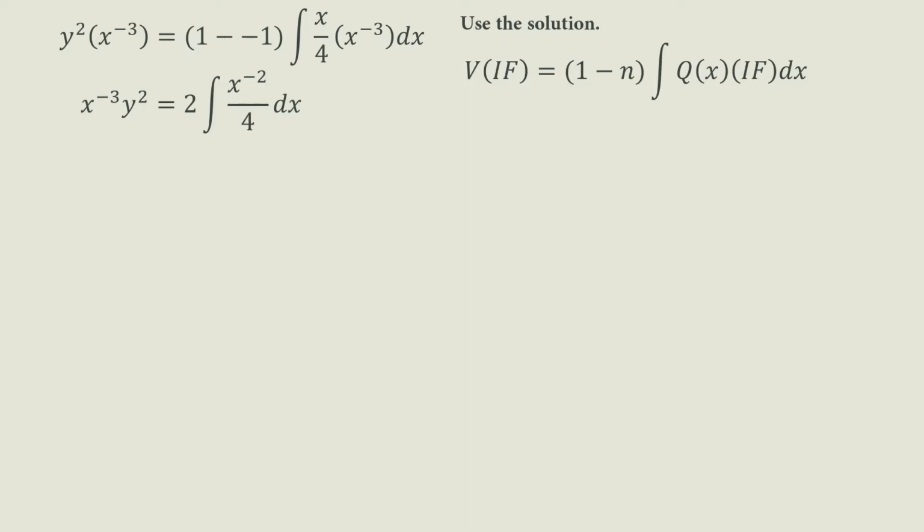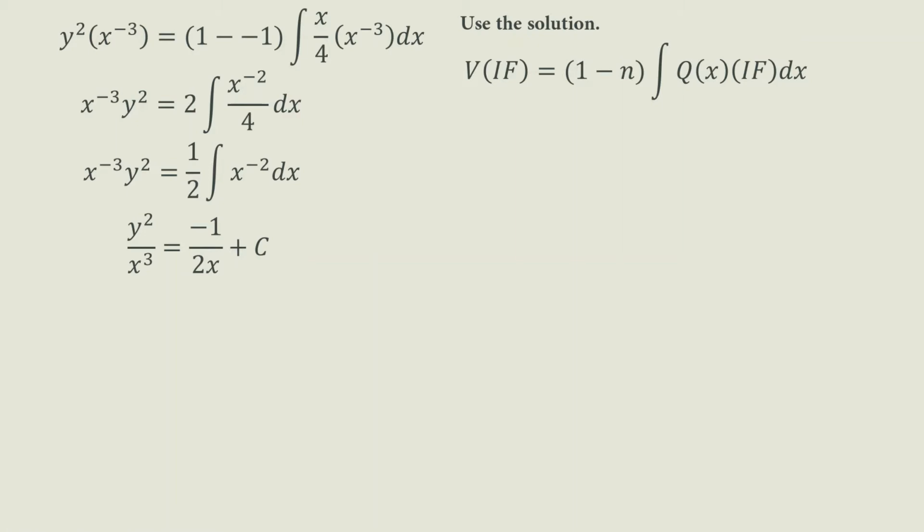Simplifying, that is 2 times the integral of x raised to negative 2 over 4 dx. And then our constant will be equal to 1/2 since we have transferred 1/4 from the inside to outside of our integral sign. And then integrating x raised to negative 2 dx, that will be equal to negative 1 over x. This term will become negative 1 over 2x, while on the left side of our equation, making the exponents positive, that is y squared over x cubed.